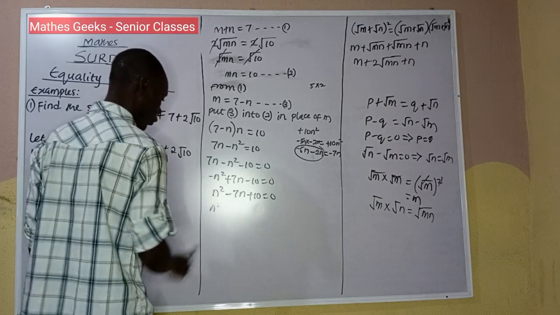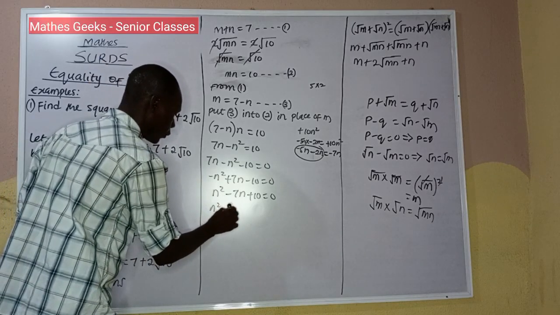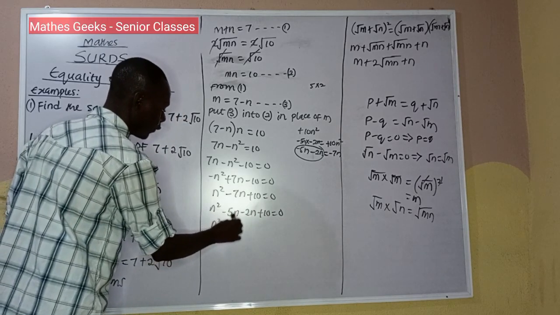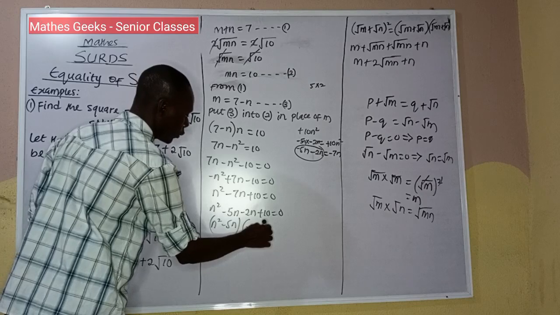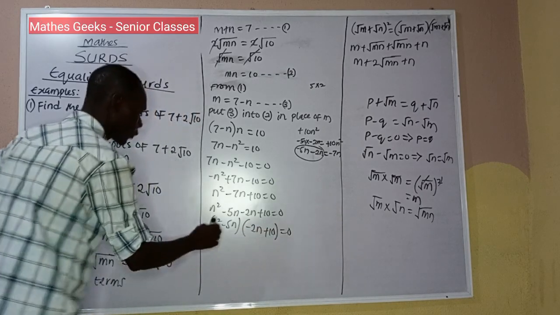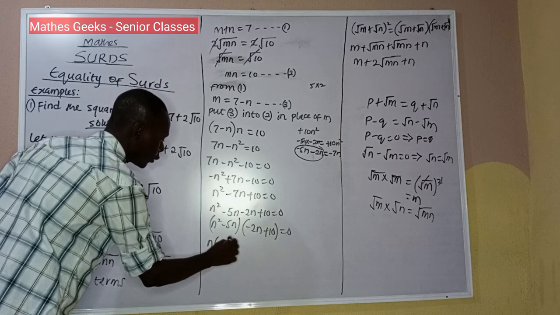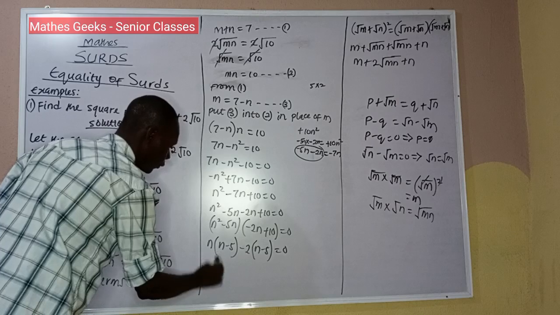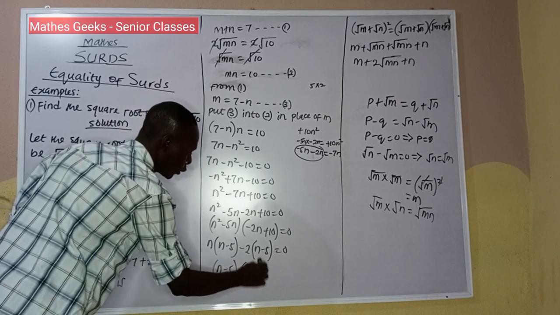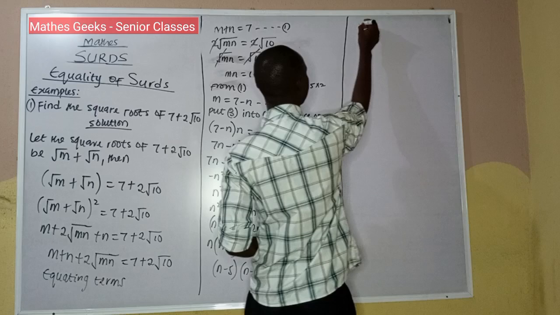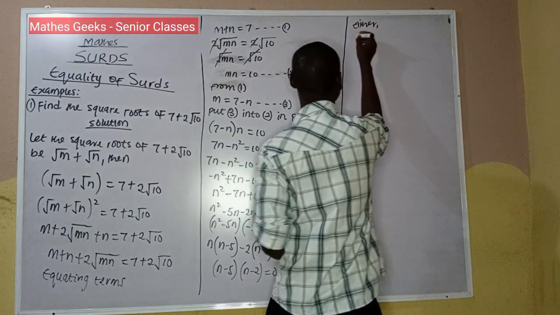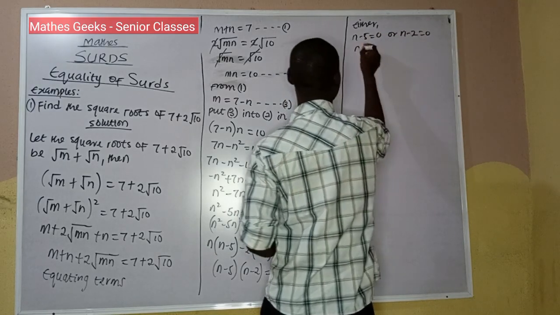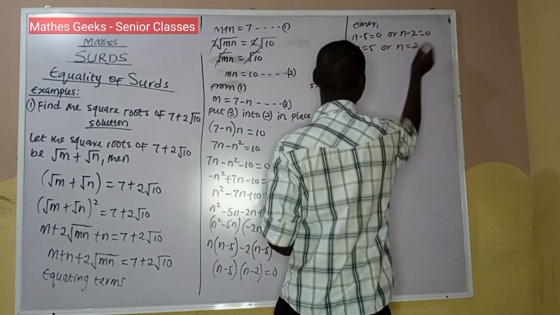So now I'm going to rewrite my equation. n squared minus 5n minus 2n plus 10 is equal to 0. So n squared minus 5n, and then minus 2n plus 10 is equal to 0. So n times n minus 5, minus 2 times n minus 5, equal to 0. So n minus 5 times n minus 2 is equal to 0. So either n minus 5 is equal to 0 or n minus 2 is equal to 0. So n is equal to 5 or n is equal to 2.